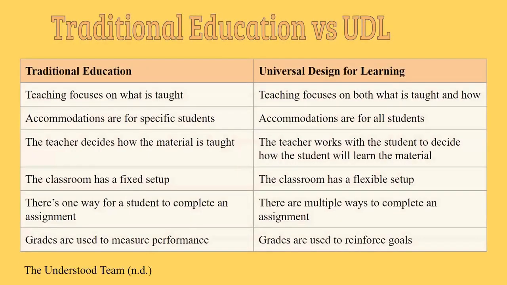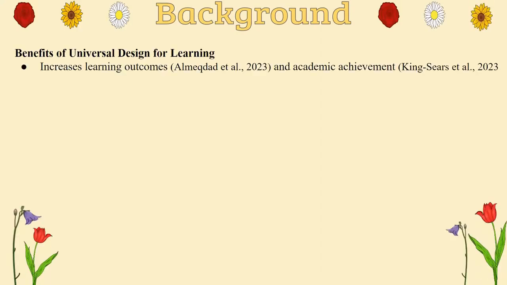When comparing traditional education to UDL, we find traditional education provides one method of teaching in a fixed classroom setup, one way of assessment, and accommodations are given to specific students, while UDL offers more flexibility in how courses are taught, multiple ways students are assessed, and accommodations are given to all students. Research has found that UDL can increase learning outcomes and academic achievement.